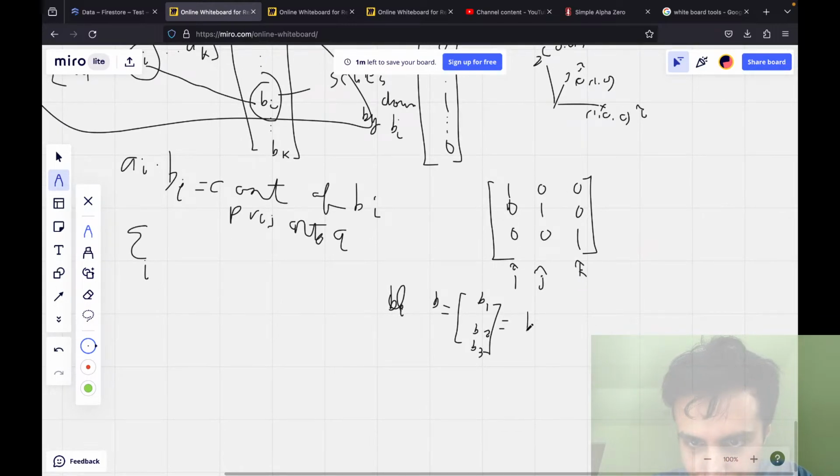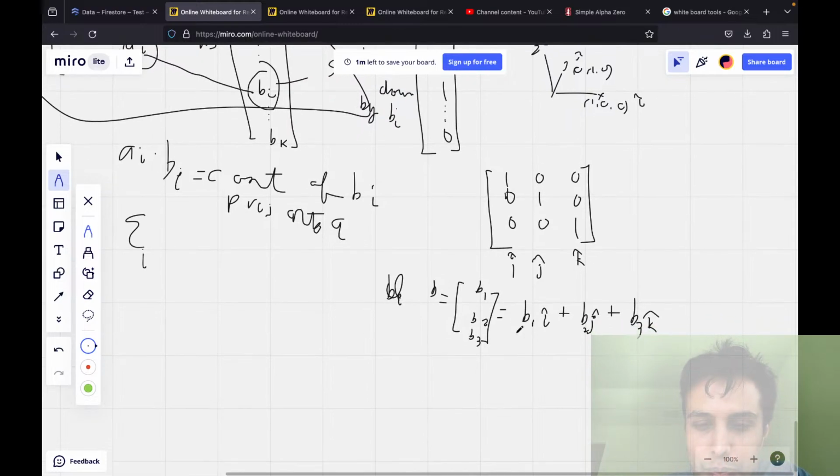This is very basic linear algebra, maybe multivariable calculus, where b equals b1 i hat, where i hat is (1, 0, 0), plus b2 j hat plus b3 k hat.